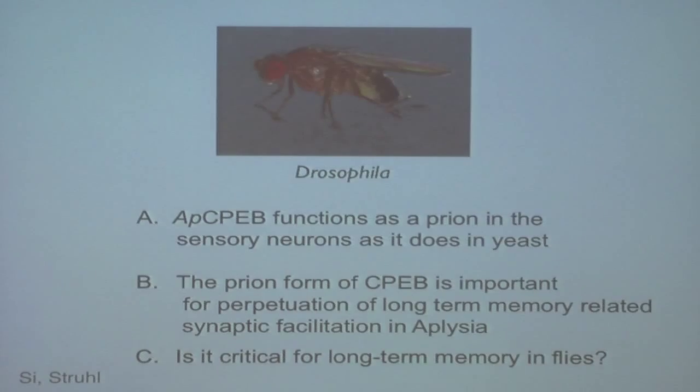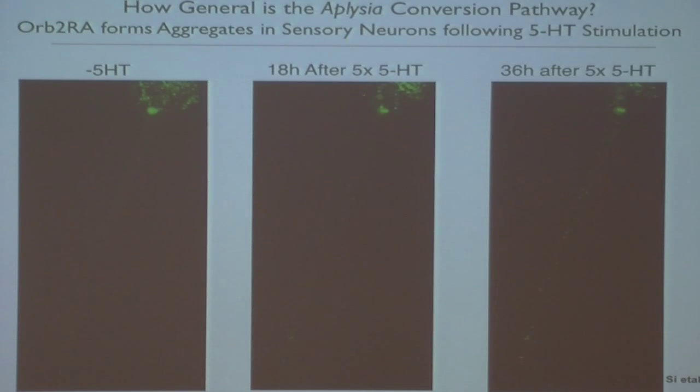Let me give you the second example. This is work primarily carried out by Karolinska and by other people, but I'm just going to give you some beginning results that Karolinska started while he was still in our lab. He explored a more complex form of learning, looked at classical conditioning in the fly, and he was interested in the homologue of CPEB in the fly, which is called ARB2A.